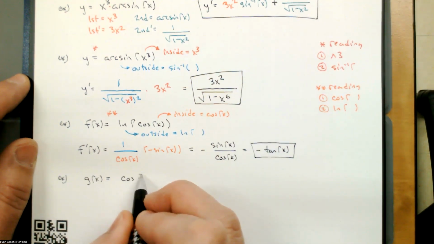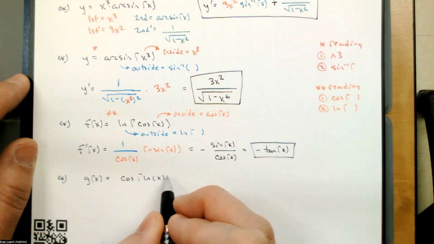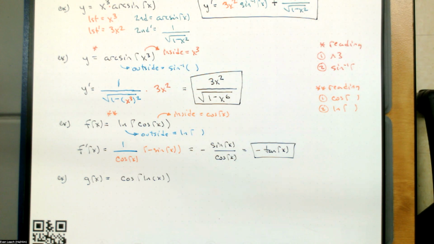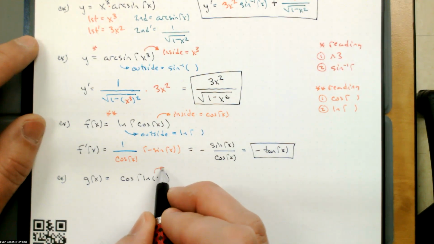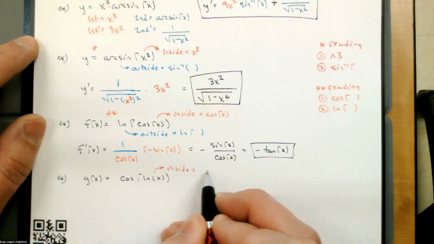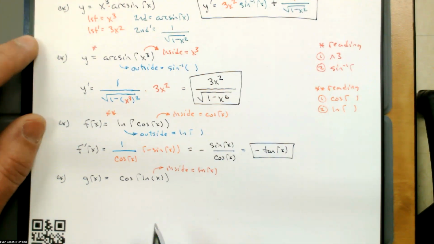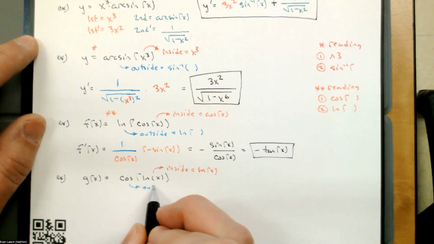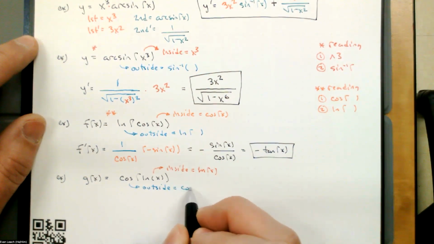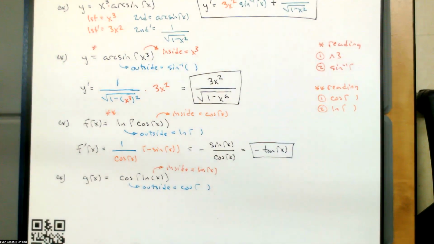So if I have the cosine of the natural log of x, now I've switched the roles of natural log and cosine in the order. So our inside is natural log of x, and the outside function is cosine. So whereas in the previous example, we're taking the derivative of natural log of something, in this example, we're taking the derivative of cosine of something.